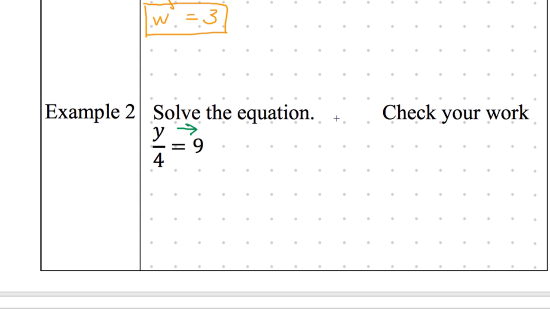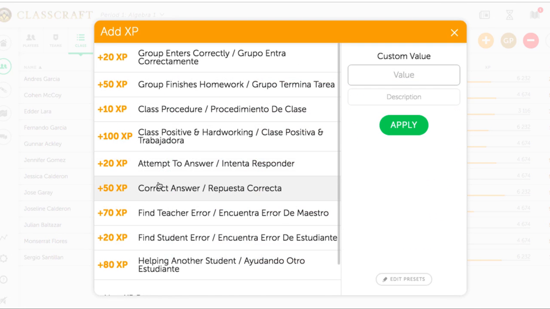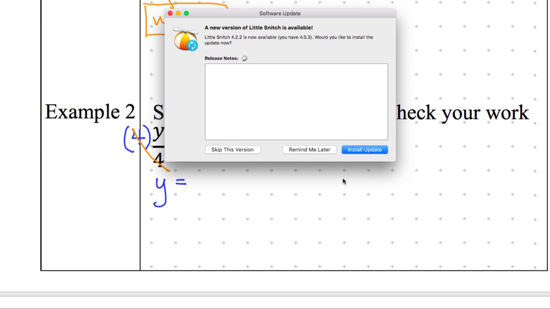Multiply by what? 4. Yeah, so we're going to multiply by 4. This is how you write it. Multiply by 4 on both sides. Just by putting it in parentheses, that means multiply. So that's how I would like you to show your work. When you multiply both sides by 4, 4 on the top, 4 on the bottom, they'll cancel each other out. You'll just be left with the variable y is equal to, and Fernando, let me give you your XP before I move too far. The 4 and 4 cancel each other out.